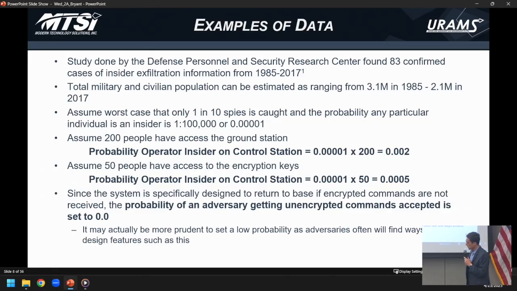Another place where I used what I called historical data is that in this particular case, this notional system is specifically designed to return to base if it cannot receive encrypted commands. And so I set the probability of it executing an unencrypted command to 0. Now we can talk about whether that's prudent or not. Should it be a small number, etc.